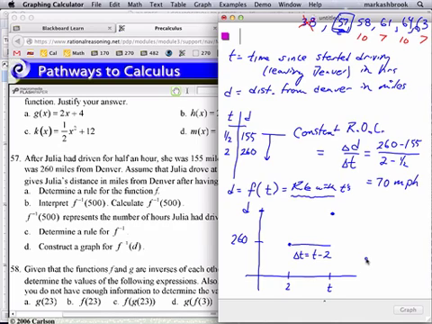That's how much t changed, because these are both referenced from 0. This is 2 from 0. This is t from 0. So to get that change, it is going to be this minus that, or t minus 2.